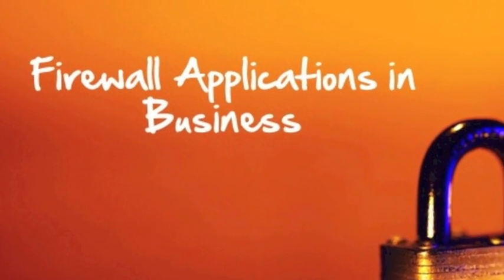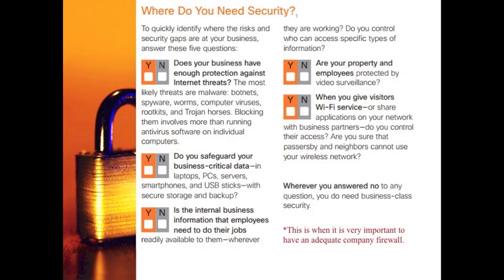The next thing we're going to talk about is firewall applications in business. First thing you think about is, where do you need security? It's important to quickly identify where the risks and security gaps exist at your business. You can answer these five questions to help determine if you need business class security. The first question, does your business have enough protection against internet threats? Threats like botnets, spyware, viruses, Trojan horses. Blocking them involves more than running antivirus software on individual computers.